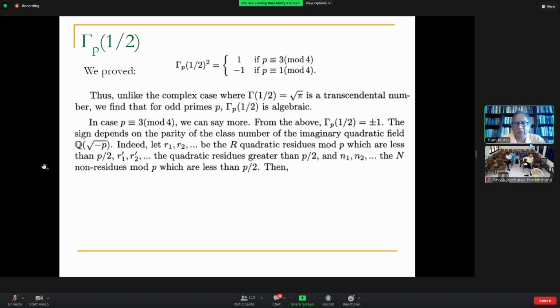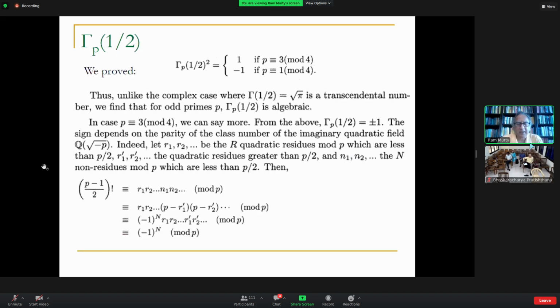And N1, N2, the N residues less than p over 2, then it turns out that p minus 1 over 2 factorial, you'll remember p minus 1 factorial is by Wilson's theorem minus 1 mod p. But if I only took half of them, all of a sudden some interesting things emerge. P minus 1 over 2 factorial turns out to be the product of R1, R2, dot, dot, dot, N1, N2, and so on and so forth.